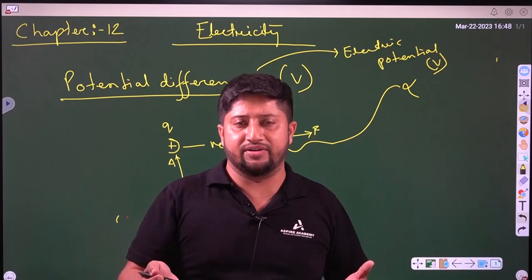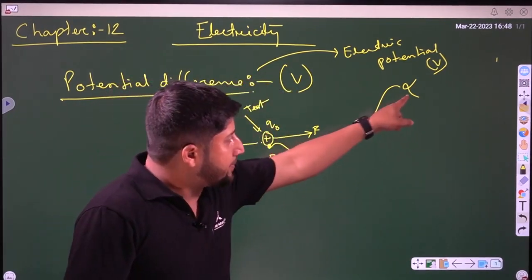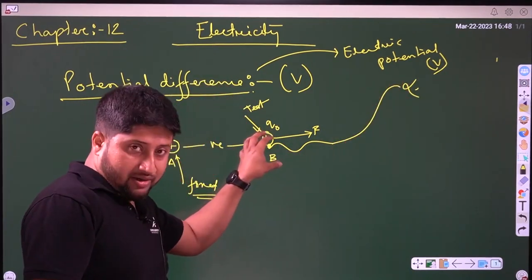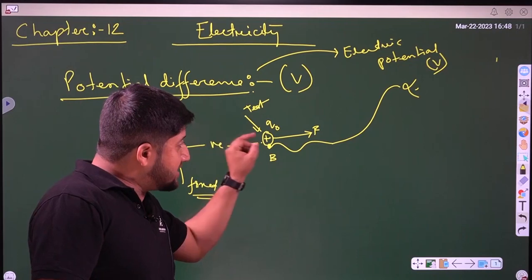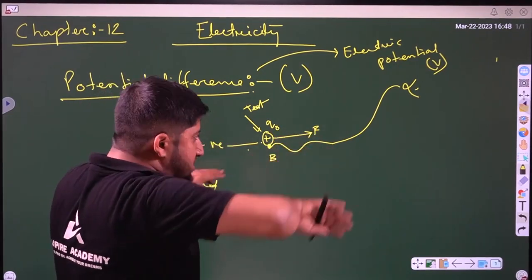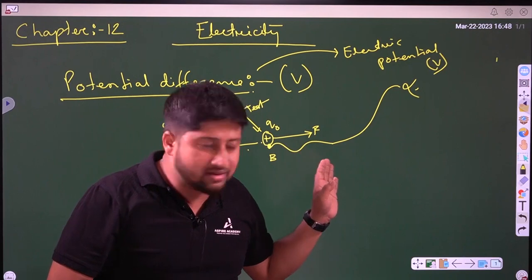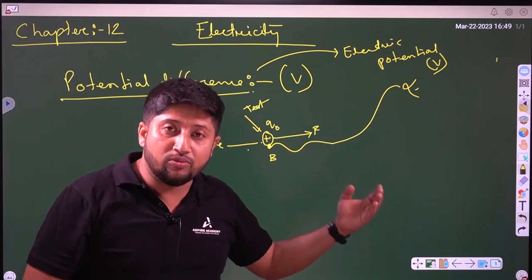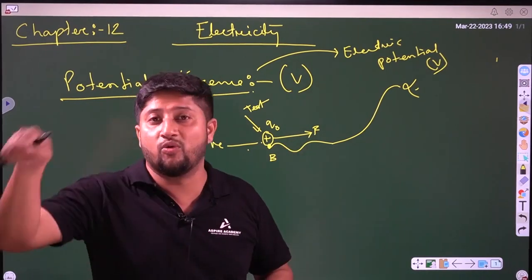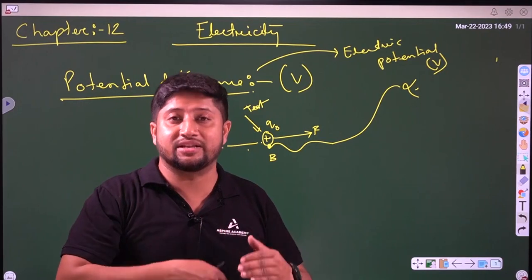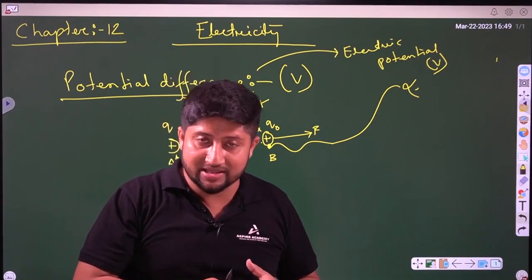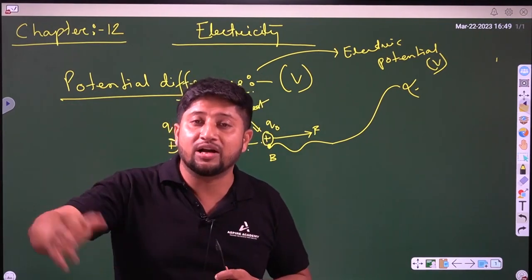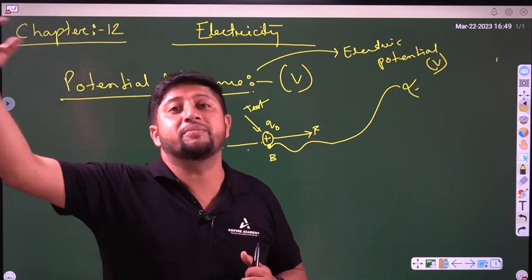So how can we differentiate? This is the infinity. Suppose the amount of work done to bring a unit positive charge from infinity to a point, against the electrostatic repulsion, is called electric potential. Or the amount of work done to bring a unit positive charge from one point to another point against the electrostatic repulsion is called potential difference. Means if the term electric potential arises, then you have to consider the work done to bring a unit positive charge from infinity to that point.